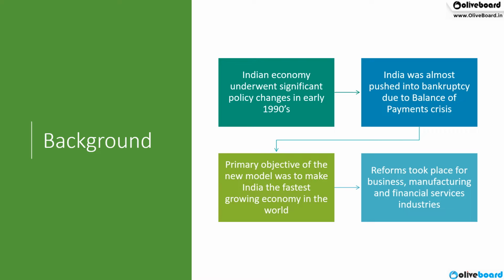The primary objective of this model was to make the economy of India the fastest developing economy in the globe with capabilities that help it match up with the biggest economies in the world. The chain of reforms took place with regards to business, manufacturing and financial services industry. These economic reforms influenced the overall economic growth of the country significantly.